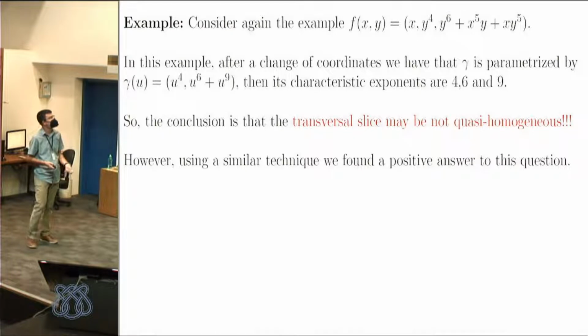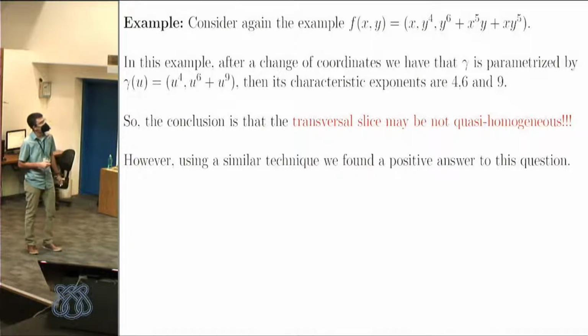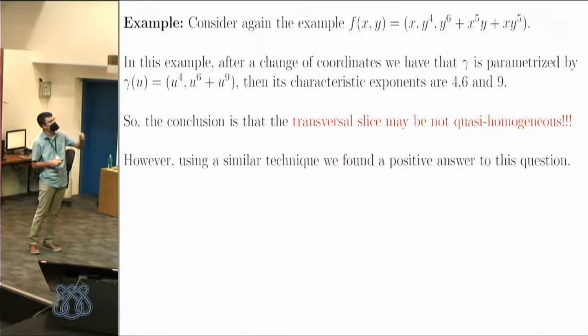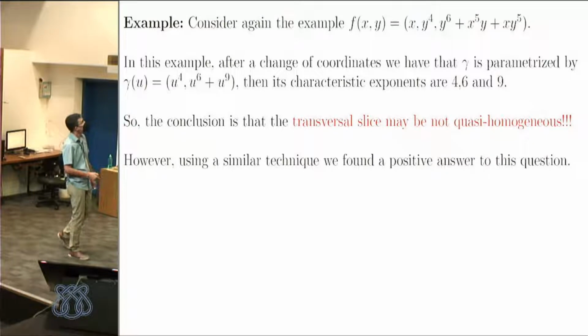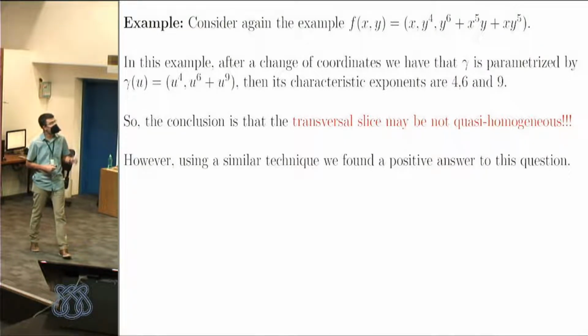Unfortunately, the answer is no. So here you have the same canonical example. In this example, after a change of coordinates, we can find a parameterization of the transversal slice. It's given by (u^4, u^6 + u^9). And you can see that the characteristic exponents of the slice, or the generic section, are 4, 6, and 9. And of course, this is not a quasi-homogeneous curve. So the conclusion is that the transversal slice may not be quasi-homogeneous.